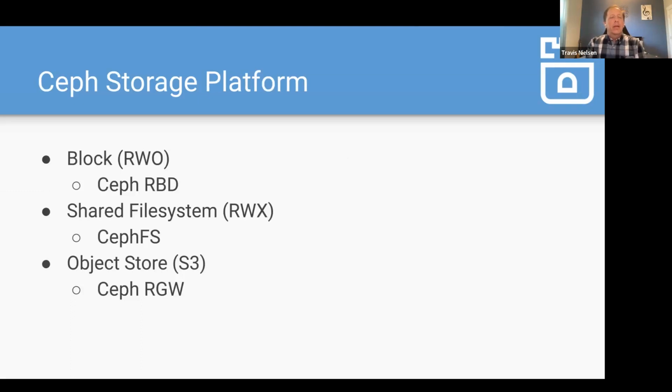I guess I should talk about that. So Ceph, the reason we chose Ceph, and one of the core principles, is that Ceph provides really the three main types of storage all in a single platform.